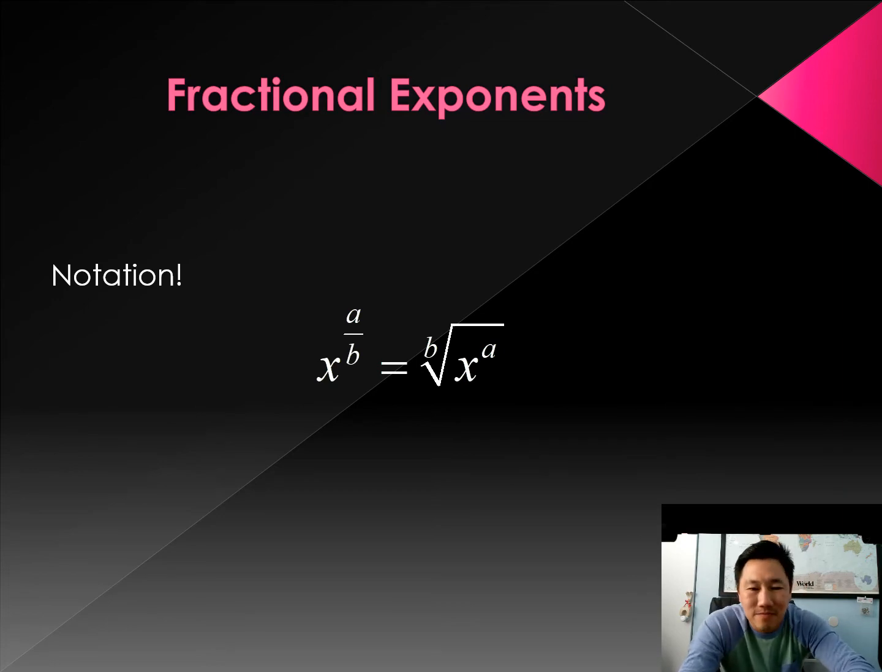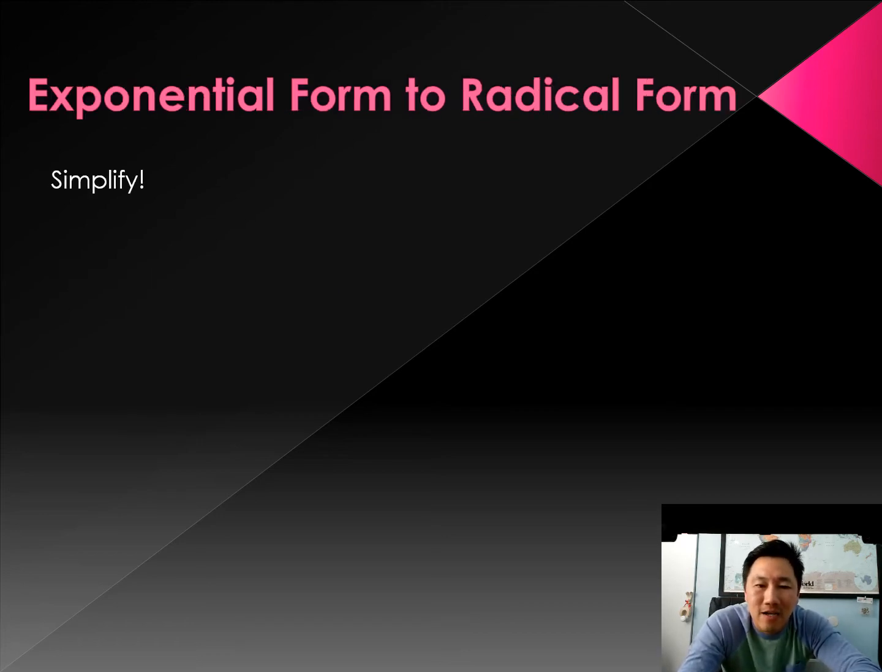All right. So here we have x to the a over b. This is an exponent, and it's a fraction. What do we do with it? We turn it into a root. We basically take the denominator and put it in the root spot. And then the numerator just stays in the exponent. So you have the root and the exponent. All right, so that's important. You need to remember how to change it from fractional exponents to a radical form. Exponential form to radical form.